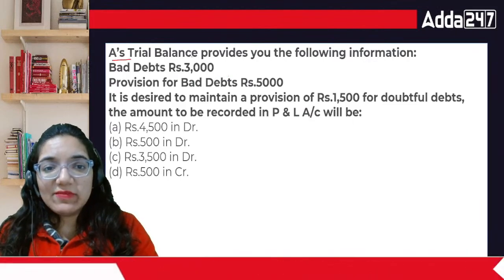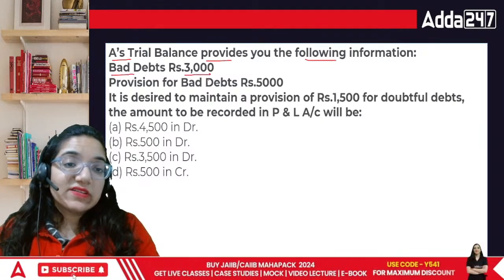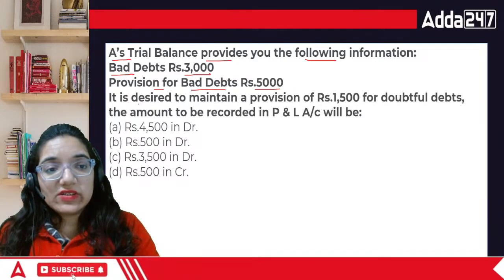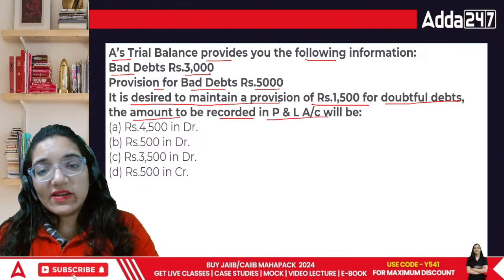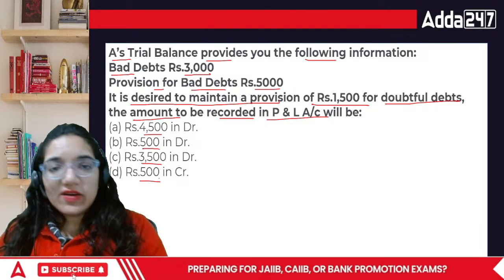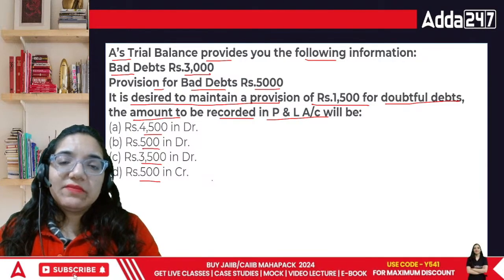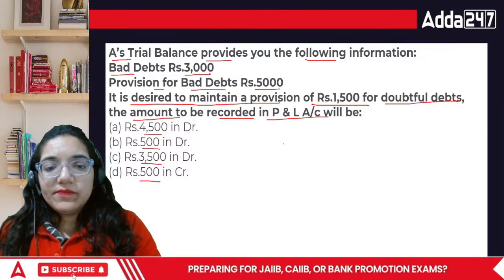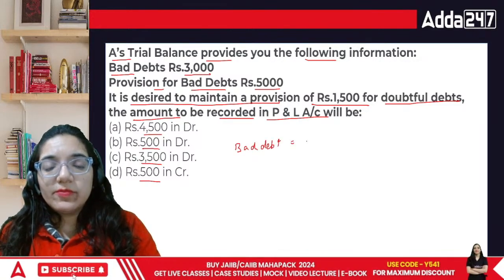Okay. A's trial balance provides you the following information. There is a bad debt of 3,000. Now the point is this is a dead loss. You cannot recover money from this person. Then provision for bad debts 5,000. It is desired to maintain provision of 1,500 for doubtful debts. The amount recorded in P&L will be 4,500, 5,000, 500, 3,500 or 3,500 debit credit respectively. Whenever you're dealing with provisions and bad debts, always remember what worst has happened. Okay, we have already faced a dead loss during the year of rupees 3,000.